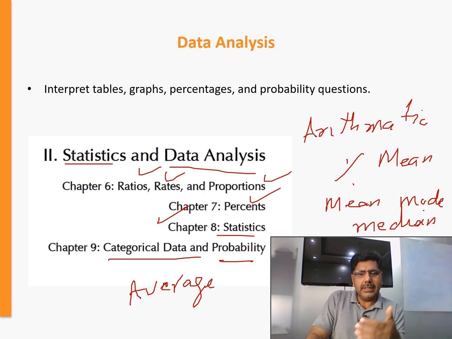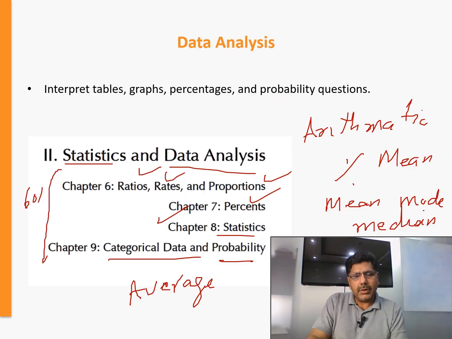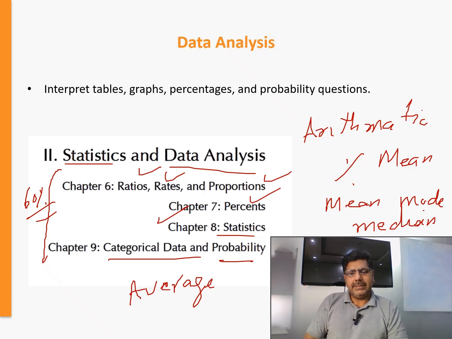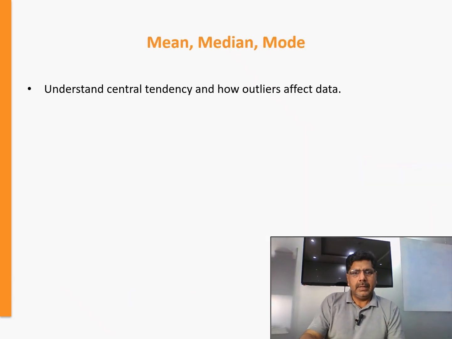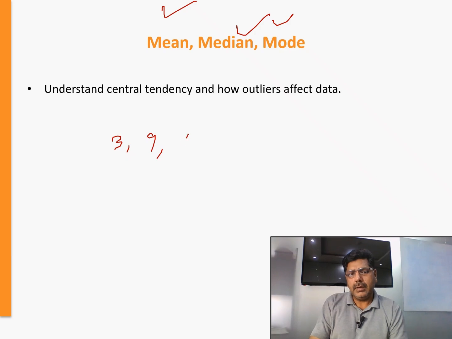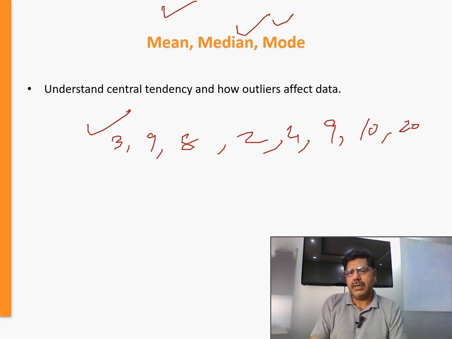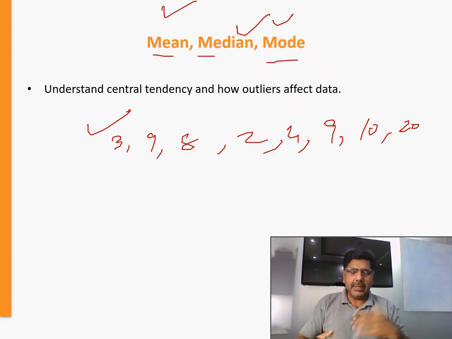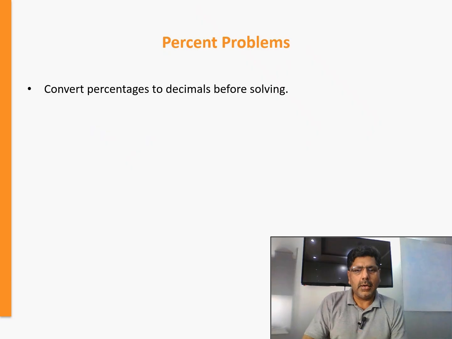So all these, previously 5 chapters and now 4 chapters, from here around 60% of the SAT will be covered. Then, as I discussed, mean, median, and mode. We need to arrange the data 3, 9, 8, 2, 4, 9, 10, 20. Then we need to find the mean, median, and mode of the data. So arranging the data, we will be performing the operation accordingly.